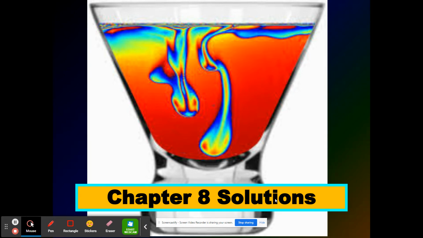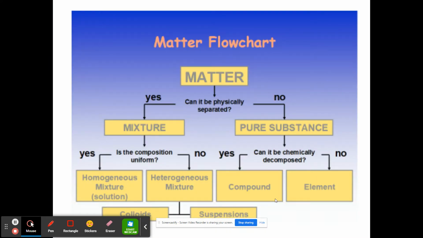All right, so first thing, in your notes, you need to copy this down. There are some gray boxes, and I want you to write above the first gray box the word matter, and then add on, can it be physically separated? So, can matter be physically separated? If the answer is yes, then it is a mixture. If the answer is no, it's a pure substance. And so, when you look at a pure substance, it is either chemically decomposed, which makes it a compound, or it can't be chemically decomposed, which makes it an element.